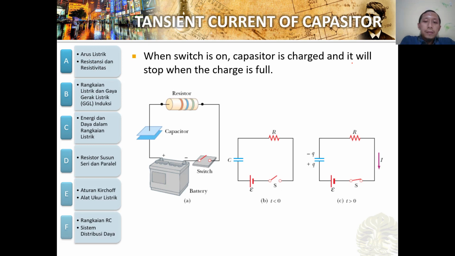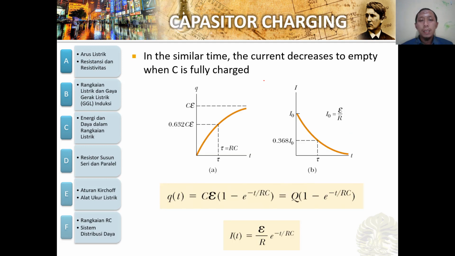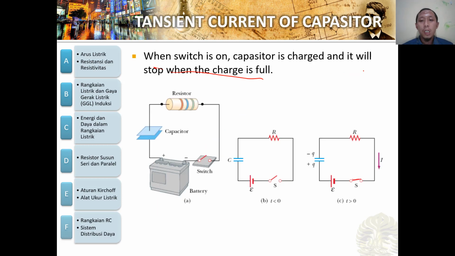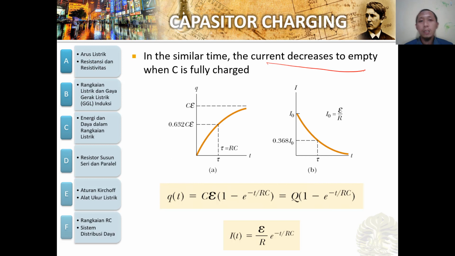And then this is another additional material about the capacitor. When the switch is on, like this one, the capacitor is charged and will stop when the charge is full. At the same time, the current decreases, and then after we open the switch, the current will decrease to empty when the capacitor is fully charged. So this is the tau. Tau is RC.